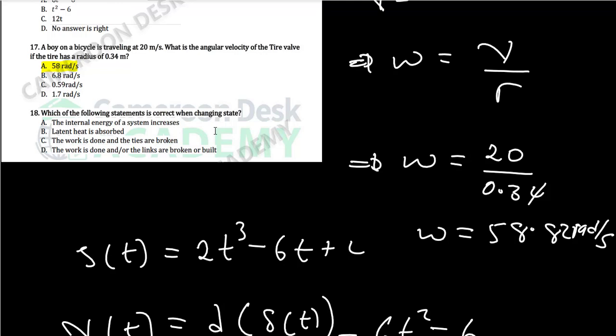When a change of state occurs at constant temperature, internal energy is constant, so option A does not hold. At constant temperature, latent heat is absorbed, because latent heat is either absorbed or released, but the process takes place when temperature does not change. So the correct option there is B, latent heat is absorbed.